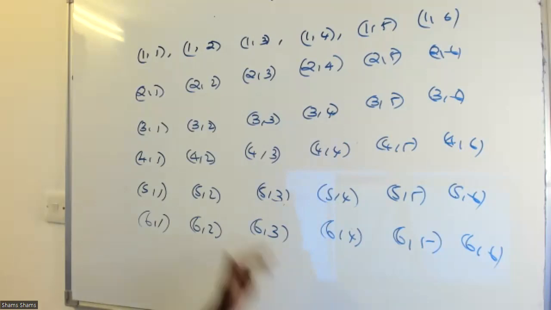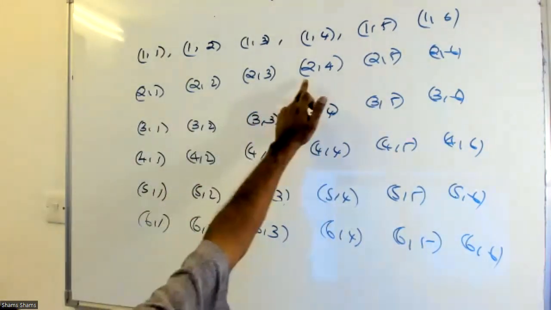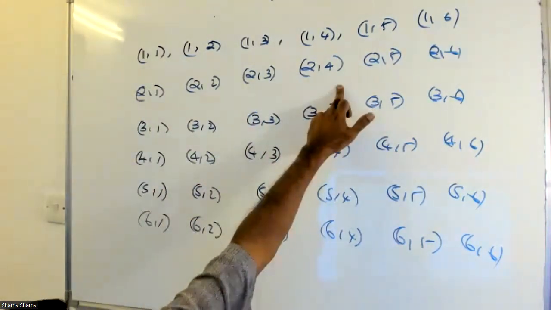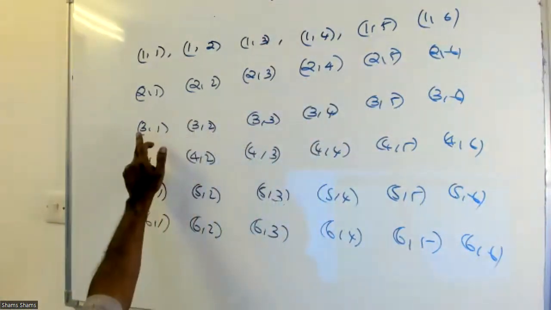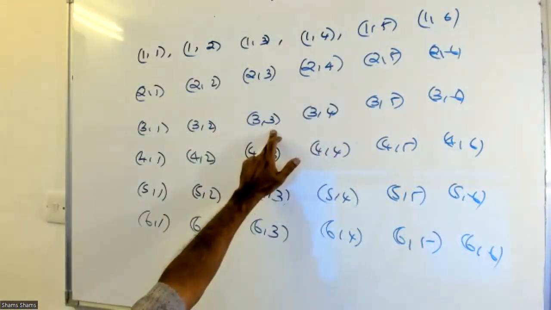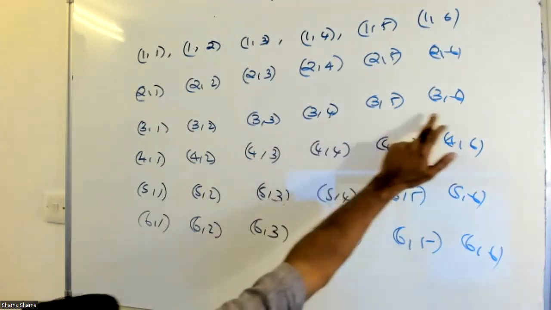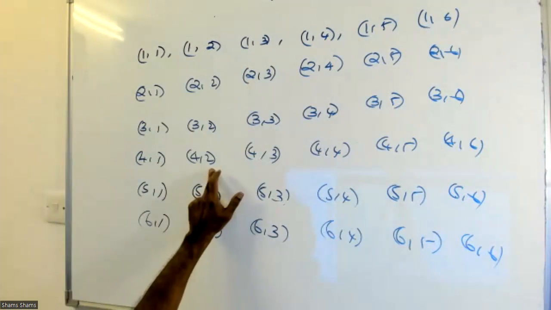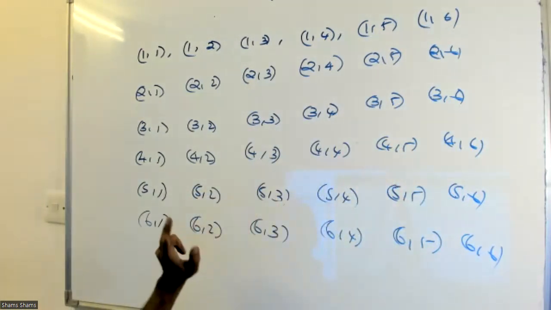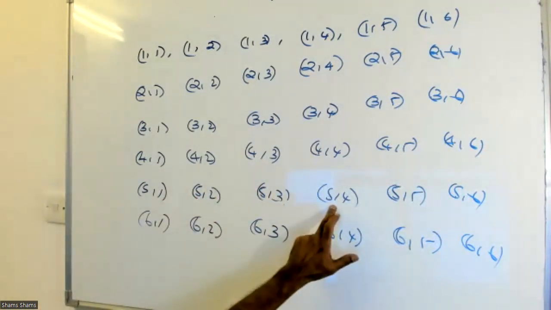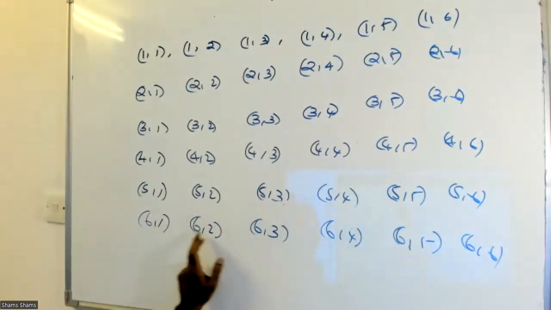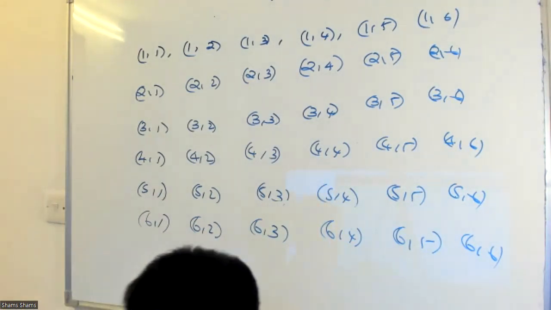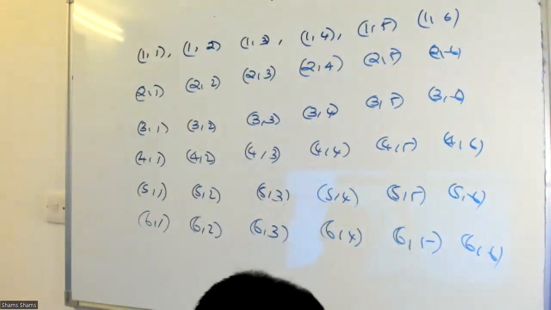Then 2, 1. 2, 4, okay. 3, 3. 3, 6. 4, 2. 4, 5. 5, 1. 5, 4. 6, 3. 6, 6. Clear or not? Yes, sir. So total is 12 by 36. Okay, finish this one.